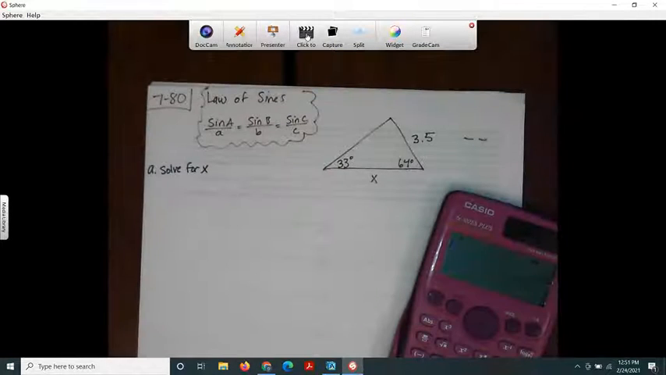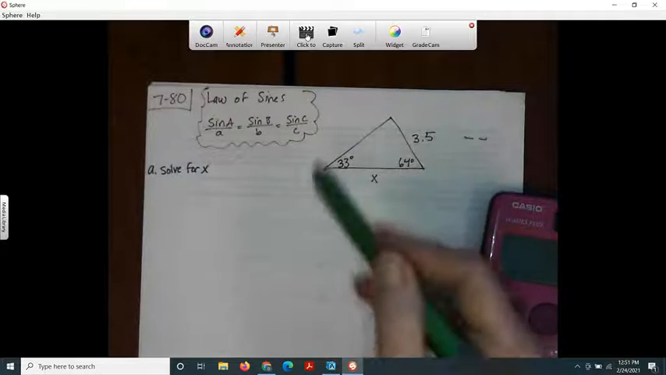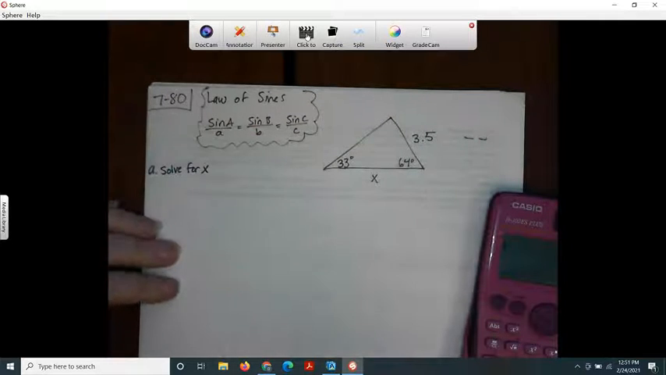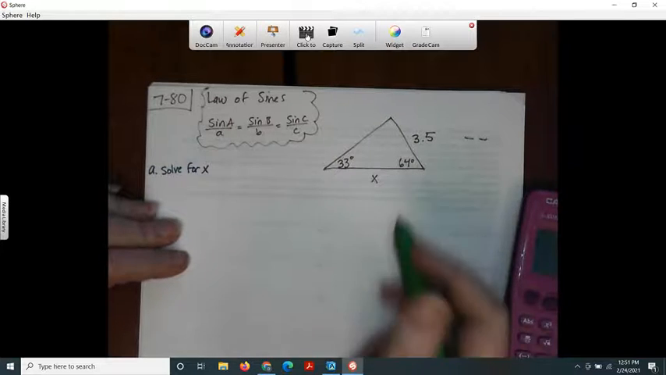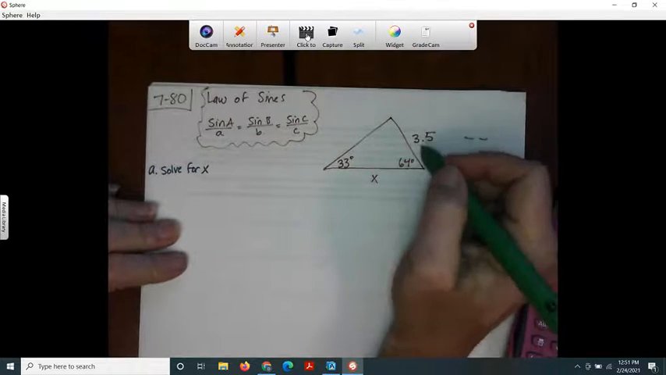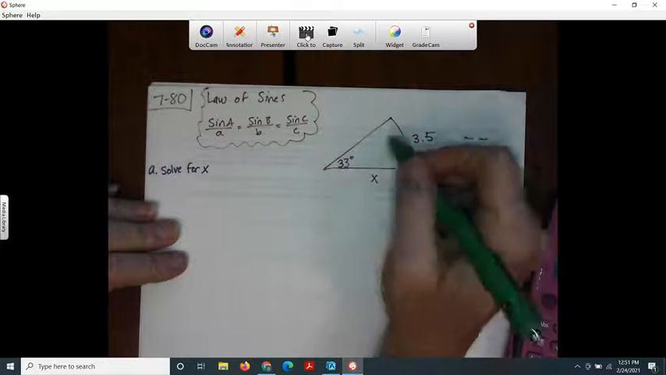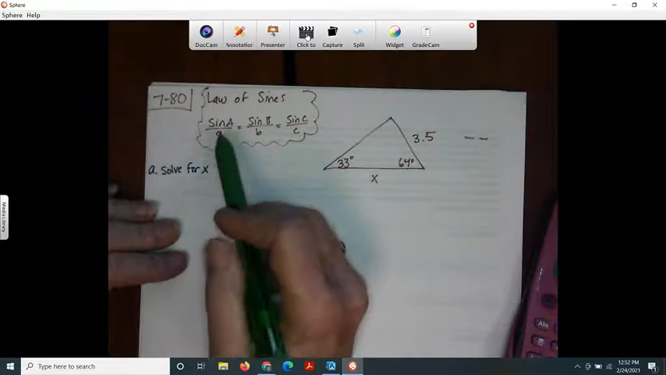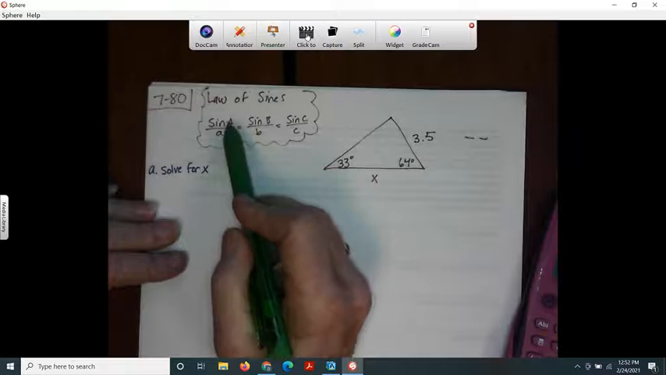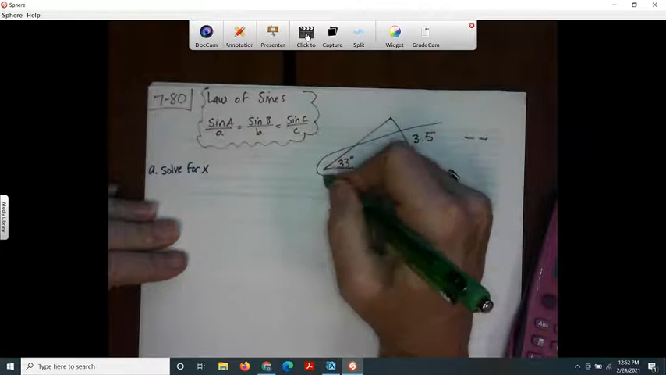It's not a right triangle, so I can't use any SOHCAHTOA. I can use law of sines or law of cosines. I prefer to use law of sines whenever possible. So in order to use law of sines, I need these pairs. Like I need an angle with the side across from the angle.